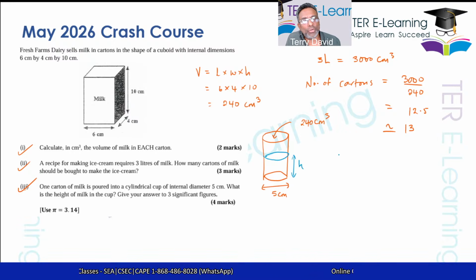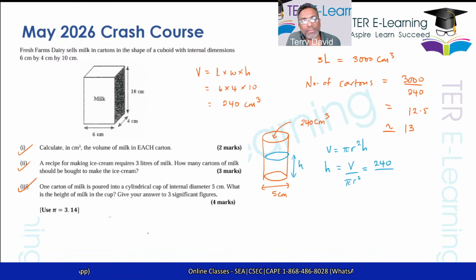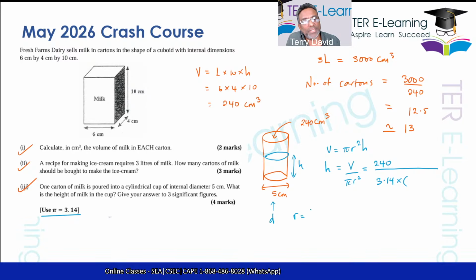Okay, so all we need to do to work this out, we're going to say the volume of a cylinder is pi r squared h. So if you want to work out the depth, it's simply going to be V divided by pi r squared. Now the volume of milk that you're adding to this cup here is 240. You're going to divide that now by pi. Now in the question, they told us to take pi as 3.14. So this here is going to be 3.14 multiplied by the radius squared. Now, they told you that this here is your diameter. So therefore, the radius is going to be 5 over 2, which is 2.5 cm.